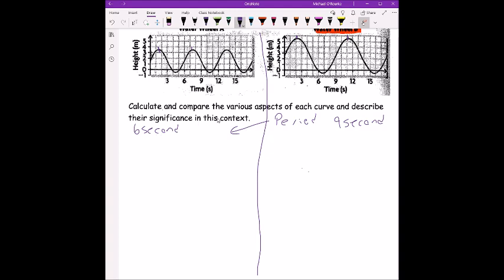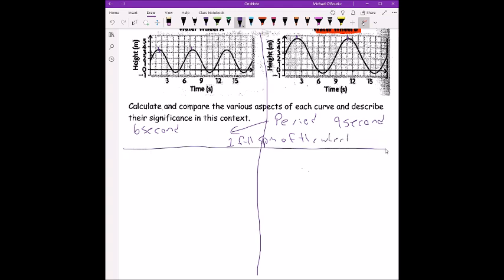So what does that tell you in real world terms about the water wheel? If it's 6 seconds, what's that mean in terms of the water wheel? 6 seconds to go fully around. Good. Time to do a full rotation of the wheel. Okay? Time it takes to spin. Good. 1 full spin of the wheel. Good.